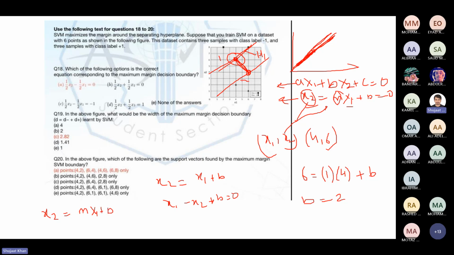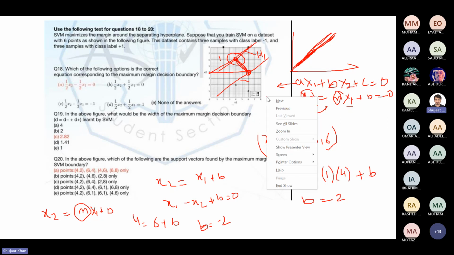So for this one, we have to identify the value of b, and slope is again 1, x2 is 4, and x1 is 6. So total is 4, 6 plus b. Here b is -2. So we have two hyperplanes, and the actual class separation boundary passes through the mid of these two hyperplanes.